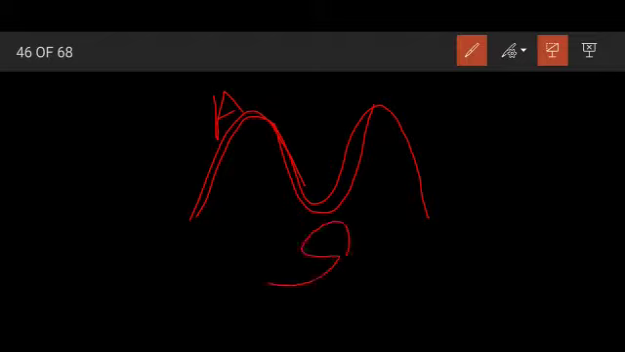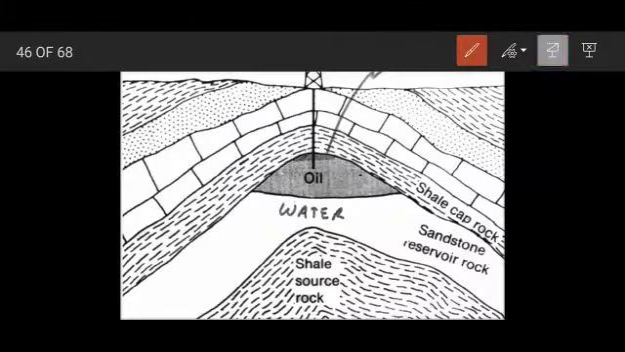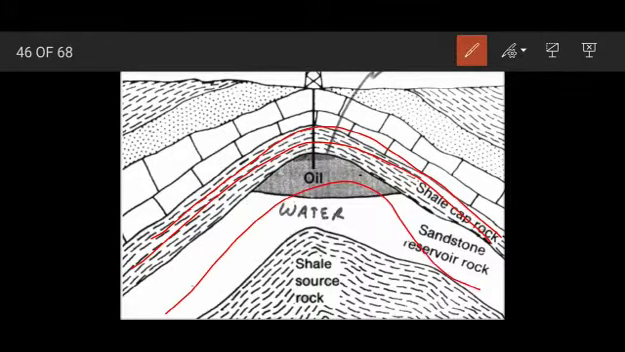So the anticline is the uplifted portion and the syncline is the depressed portion. Here you can see this is the anticline. So in the anticlinal part of the sedimentary fold, oil and natural gas are found. So this is where petroleum is found, in the layers of sedimentary rocks.